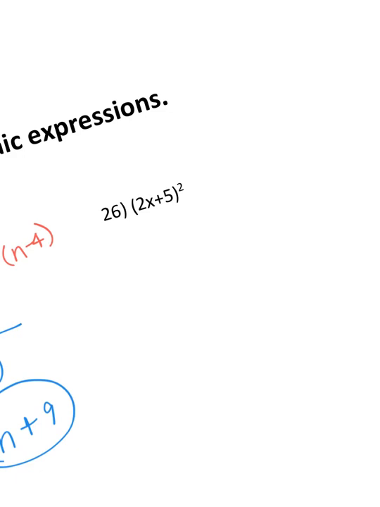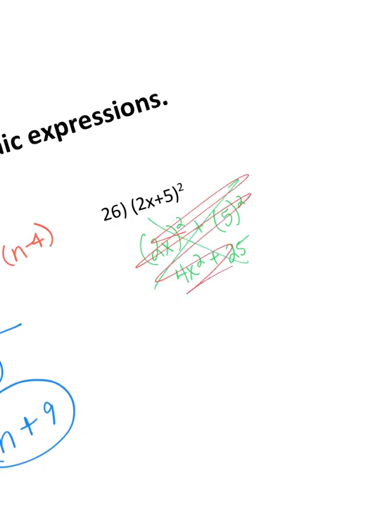So (2x + 5) quantity squared. The biggest mistake that we see here is that people just distribute this power through, and you cannot do that, okay? You cannot do that. So this is not 4x squared plus 25. That is not what this expression means. No, no, no. We'll cross that out in red for dramatic effect, okay? That's not what it means.